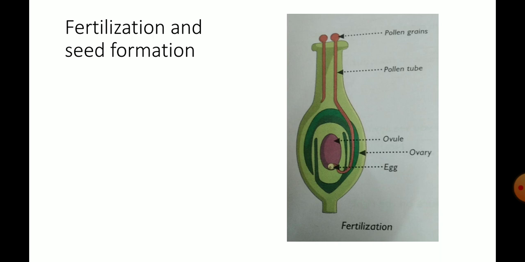After fertilization, the zygote develops into an embryo inside the ovule. Upon further development, the embryo forms a baby plant. The ovules grow into seeds and the ovary grows into fruit.